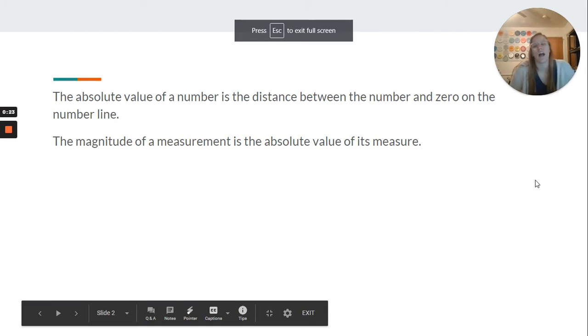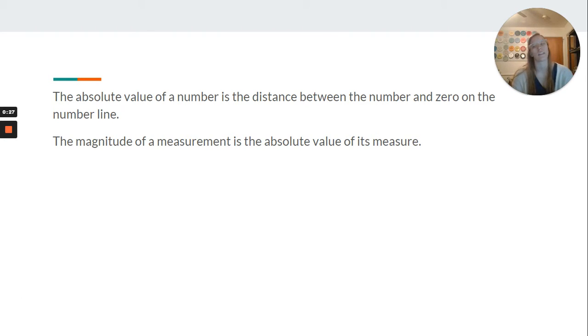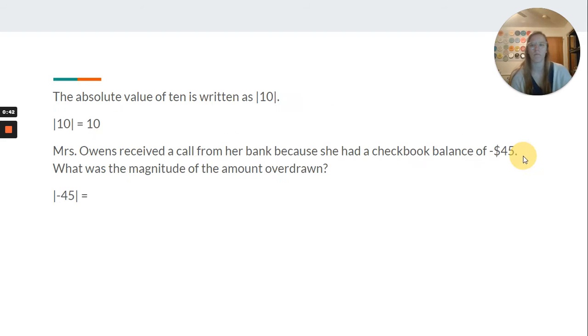So the absolute value of a number is the distance between the number and 0 on the number line. So if we were to have the number 6, how many spaces away from 0 is it? 6. And the magnitude of a measurement is the absolute value of its measure. So basically just the absolute value for a measurement.